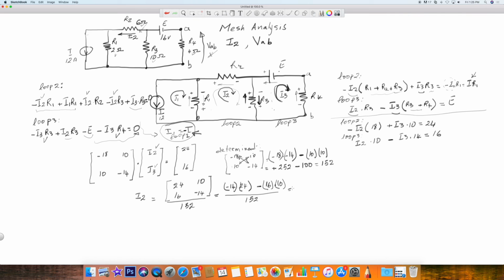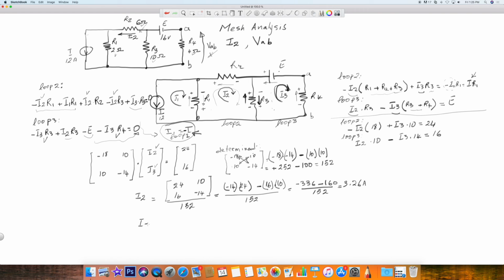So on my calculator, 14 times 24 is equal to minus 336, minus 160, divided by 152. Let me go ahead and do this. Divided by 152, that gives me 3.26 amps. 3.26 amps. Okay.